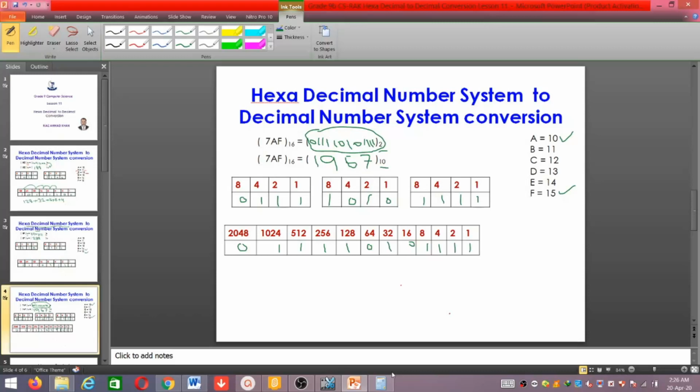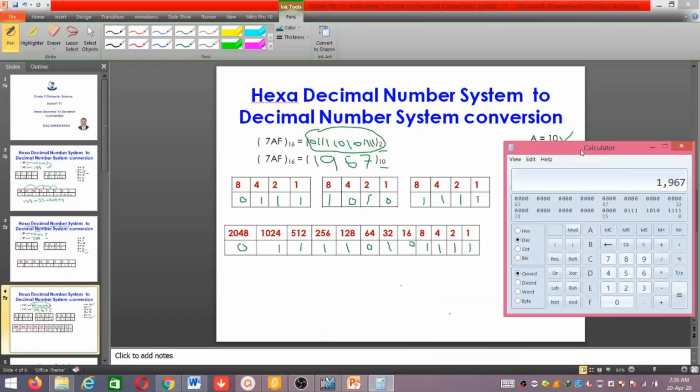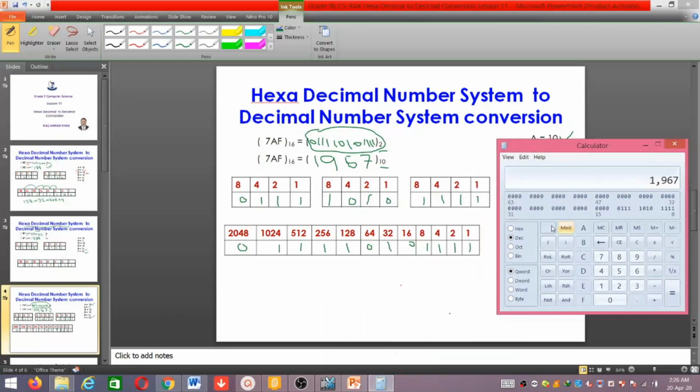Let us quickly check if our answer is correct. So this is the decimal number. If we convert it into hexa, we have 7AF exactly, so our answer is correct.